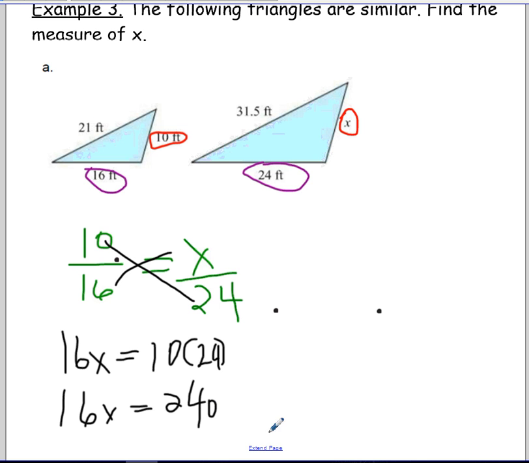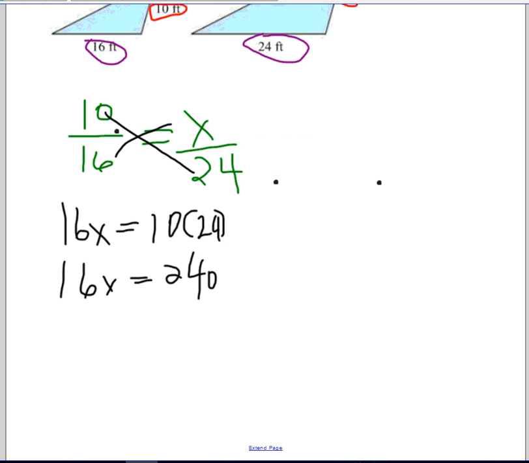And then we need to divide both sides by 16 to figure out what that x value is. So here x is equal to 15 feet. Notice I put my label on there from my problem.